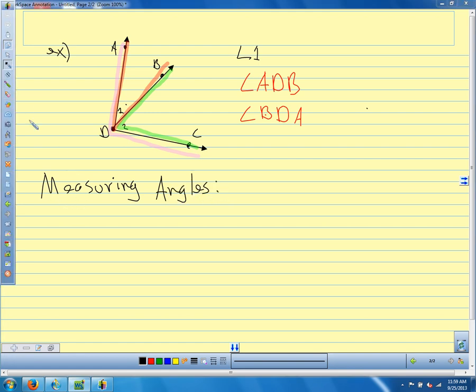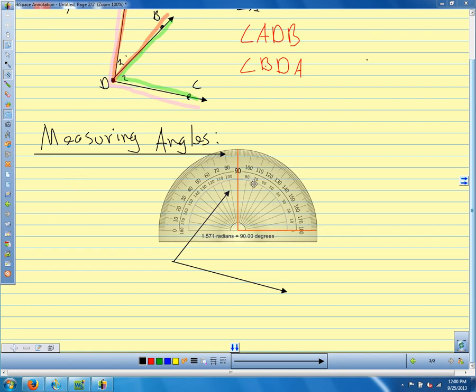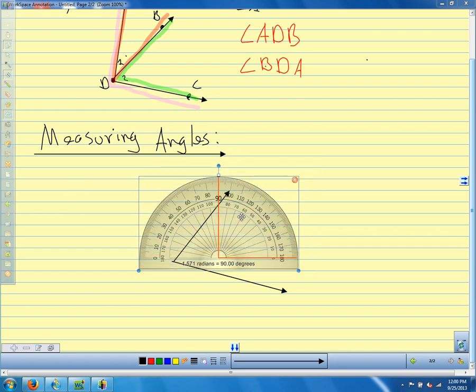Do we know what the name of the tool that we use to measure an angle is? Protractor. Protractor is basically a curved ruler. We measure an angle just like we measure a segment. Our ruler is curved. So let me demonstrate here. I'll draw up an angle and we'll measure it. And I have a fancy protractor. There we go.